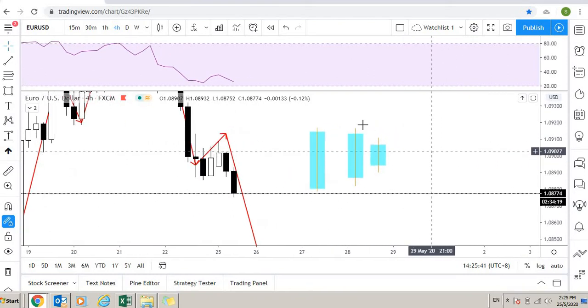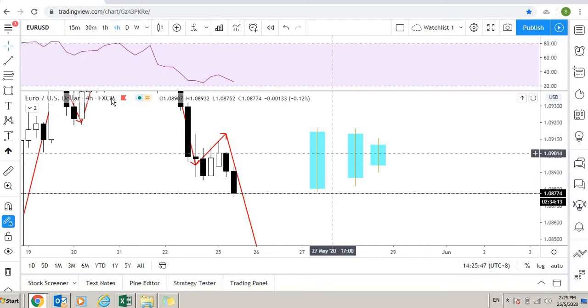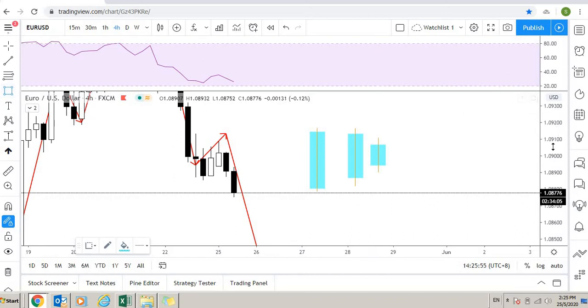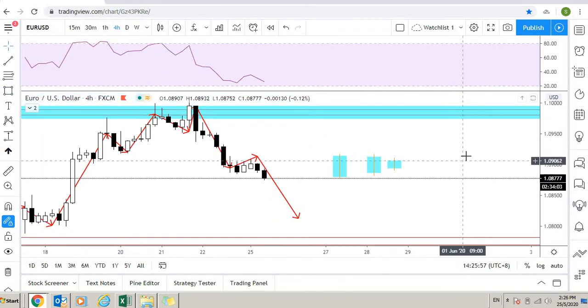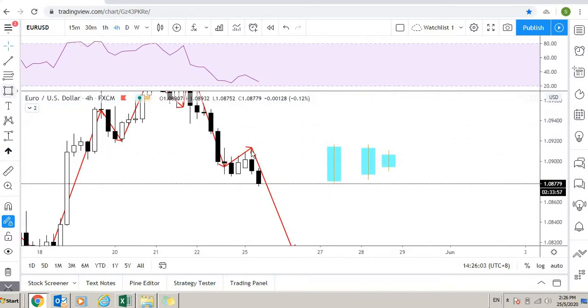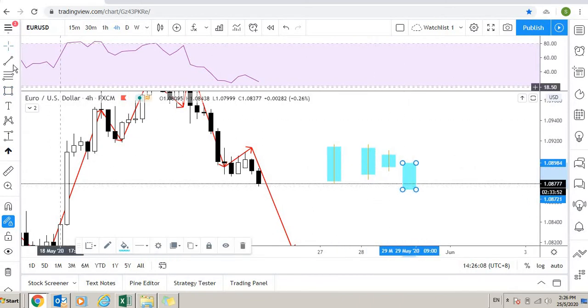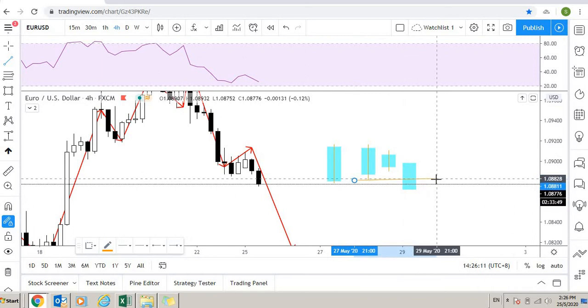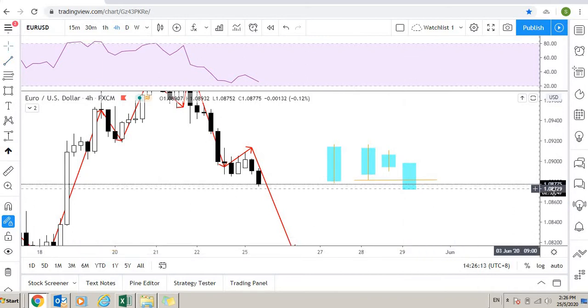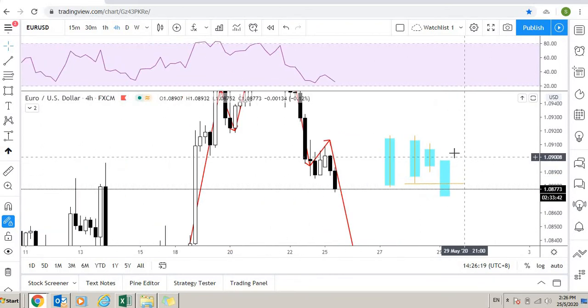When you see this inside bar setup, what you want to do is see the price moving in the direction of the major trend. In this case, your trend for the 4 hours is to the downside. So what you want to see in the next candles is a candle that closes below this level. This is the inside bar breakout, a bearish continuation breakout.